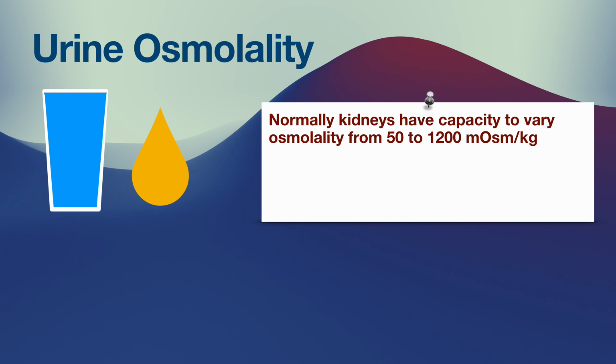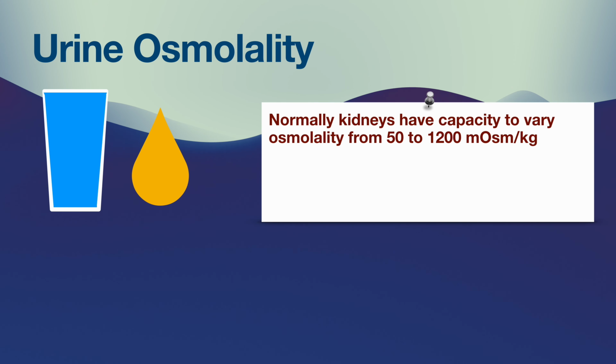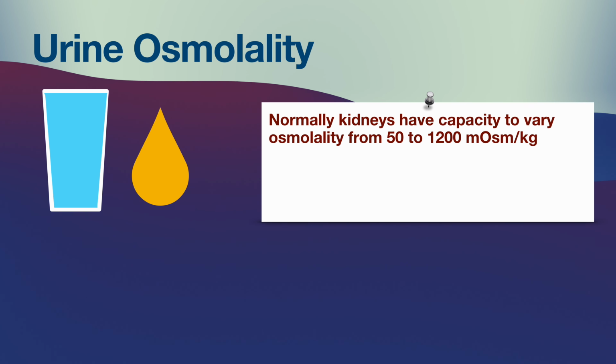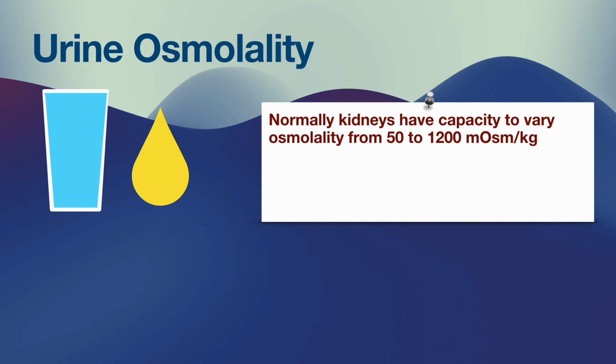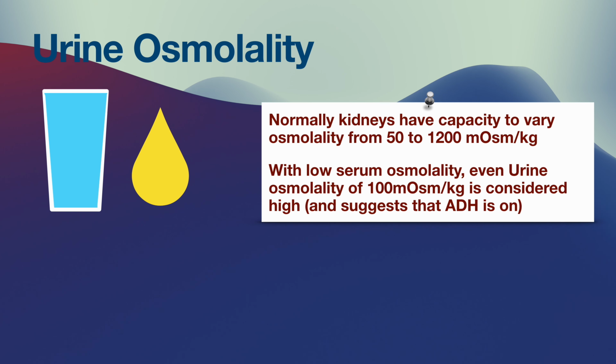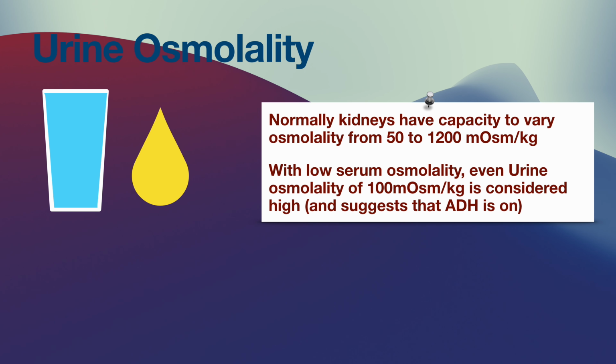See, if this glass of water shows your serum, and this drop shows the urine that is formed, when your serum lightens up, that is, its osmolality gets lowered, the urine should also lighten up. That is, urine should also have a low osmolality to compensate for it. Hence, with low serum osmoles, even an osmolality of 100 is high because we expect the kidneys to maximally dilute the urine and to go as low as 50.